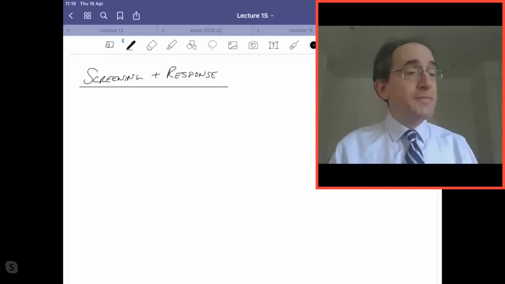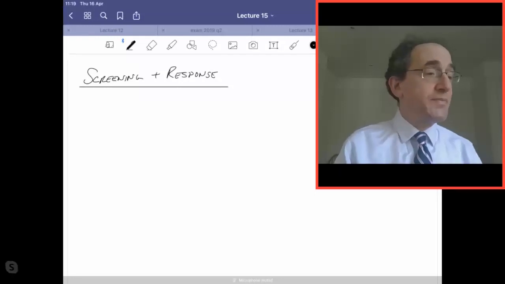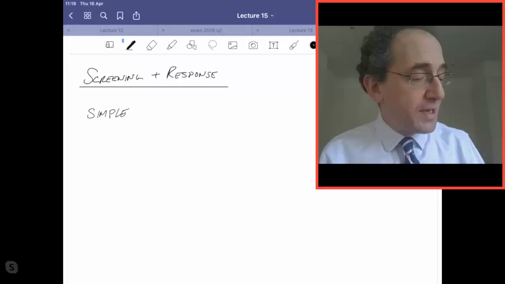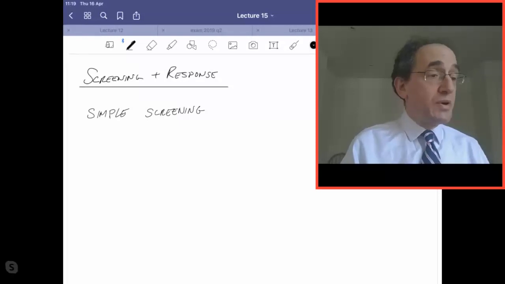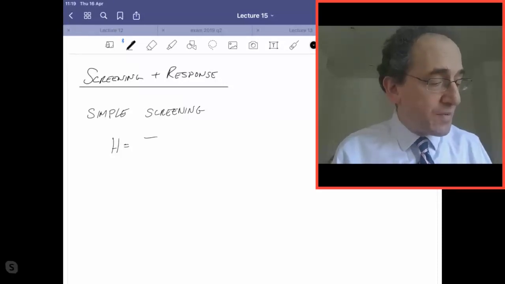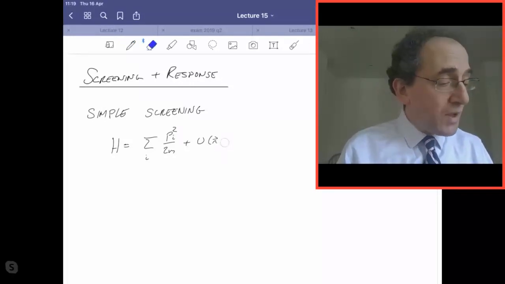But first, we should probably consider a very simple example of perturbing a system. So let's start with a simple screening experiment. We are going to consider a Hamiltonian, which is just the bare sum over all particles of the usual kinetic energy term plus a potential energy term that we might also have in the system.